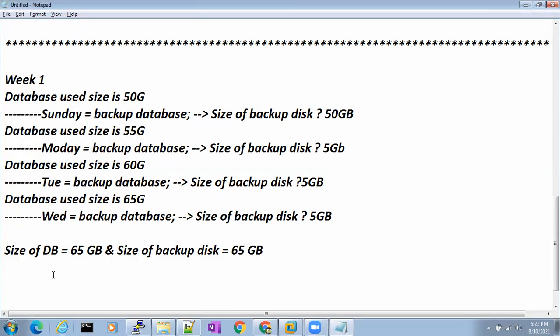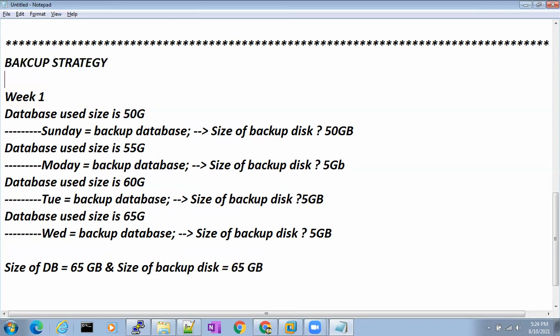This configuration is called backup strategy. Confirm, 2000% interview question. You can mark it as 100% interview question. The interview question is, what is the backup strategy that your project is following, or what is the backup strategy that is followed in your project?